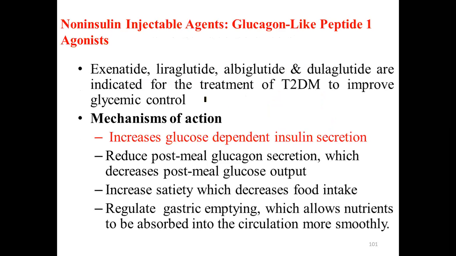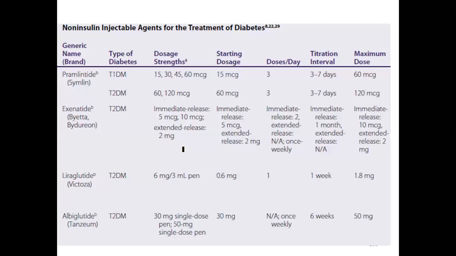Then the non-insulin injectable agents, like glucagon-like peptide agonists. Mainly, they are injectable preparations. They are injectable anti-diabetic medications, and the principal role is to increase glucose-dependent insulin secretion. So when the glucose level is high, they can promote the release of insulin, an indirect effect. This is the dosing schedule of this class of drugs. I think you can read this part.